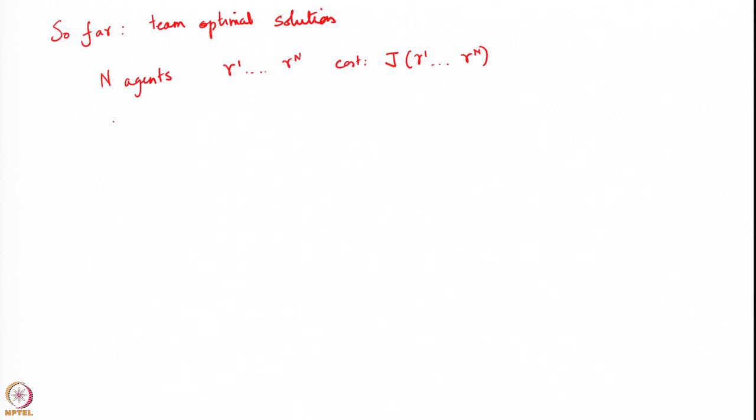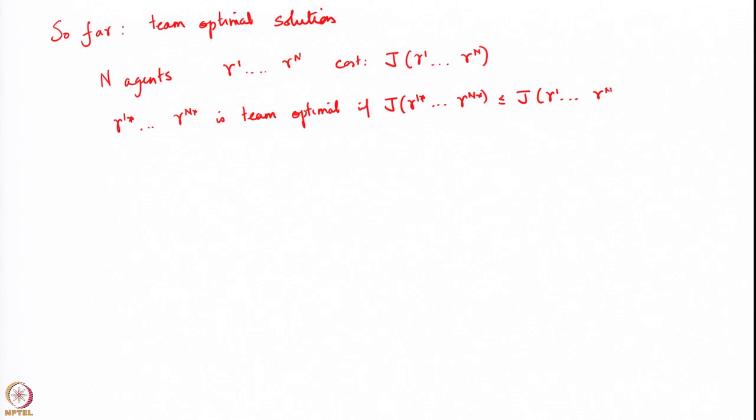Now, a team optimal solution, gamma 1 star to gamma n star, is team optimal if J of gamma 1 star to gamma n star is less than or equal to J of gamma 1 to gamma n, and this holds for all gamma 1 up till gamma n. So, in other words, gamma 1 star to gamma n star is a profile of strategies, or a policy for the n players, such that collectively they would not want to deviate from it. So, no other combination of policies is strictly better than this one. There may be combinations that are as good, but no other combination is strictly better than this one. So, that is called a team optimal solution.